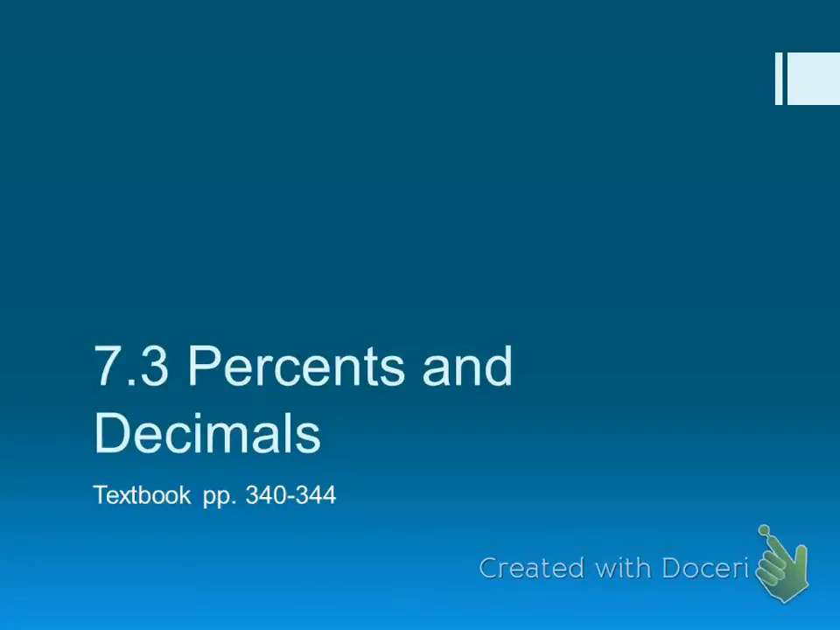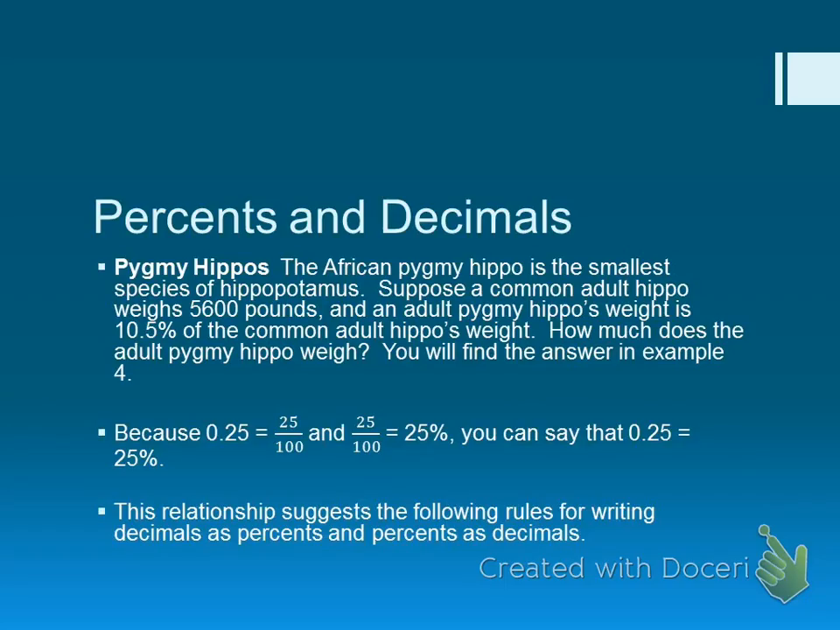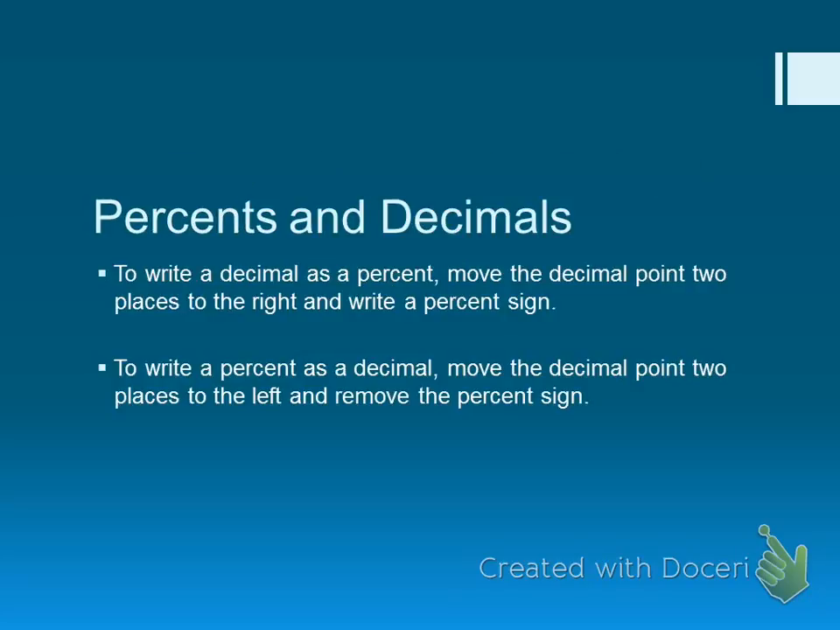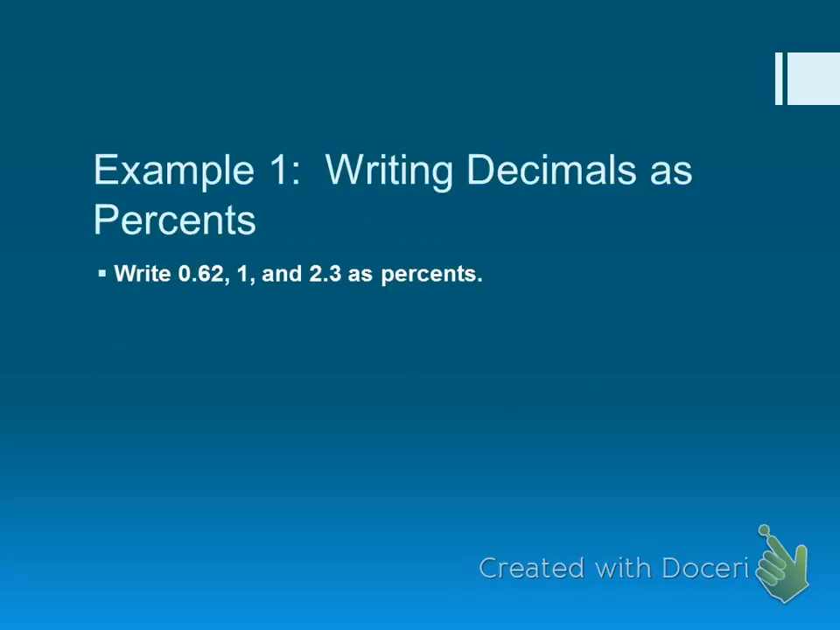Today we're in section 7.3, percents and decimals. We're on page 340 in our books. All right, so in example 1, we are going to take these decimal values, 62 hundredths, 1, and 2 3/10, and we're going to convert these to percentages.